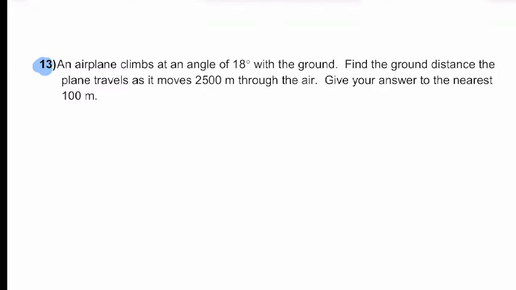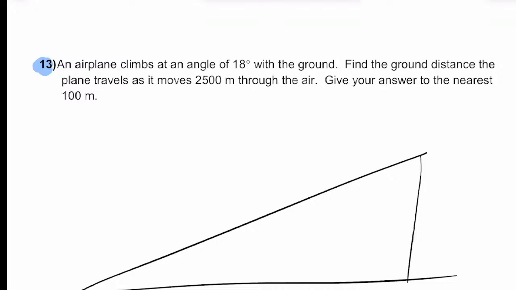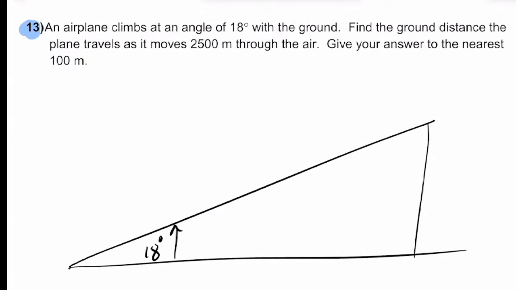If I look at 13 here, it says an airplane climbs at an angle of 18 degrees to the ground. So it's kind of like you've got a ground, you've got this airplane, it's leaving at an angle of 18 degrees to the ground, and it says find the ground distance, and the plane travels as it moves 2,500 meters through the air. This question here, there's nothing wrong with the question. They're just using a bit of language that maybe you're not familiar with. By ground distance, they're referring to your horizontal distance.